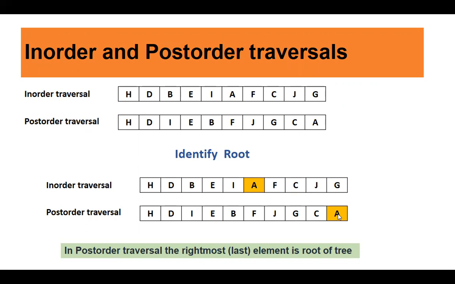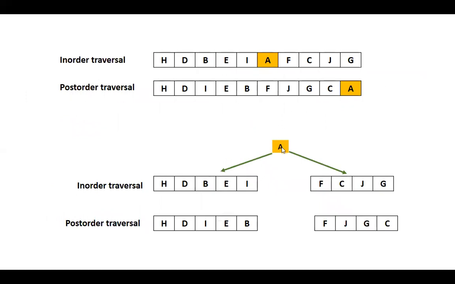And again trace this A into the in order traversal. So immediately you get the left subtree and you get the right subtree. Fine. So A is the root. Left subtree is what? H, D, B, E, I. And similarly trace the same thing, H, D, I, E, and B in post order traversal.